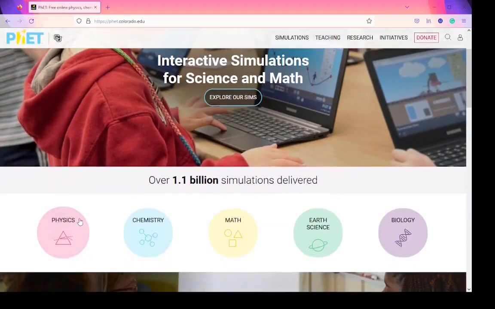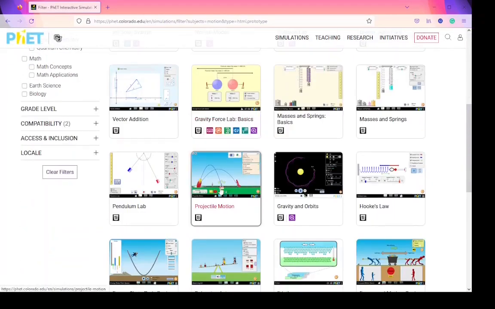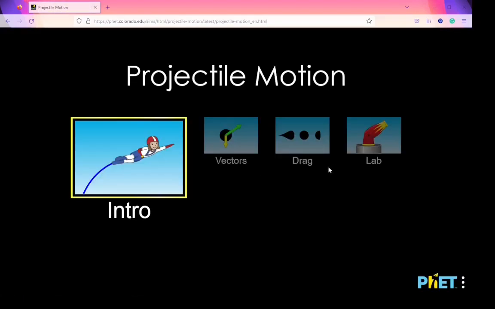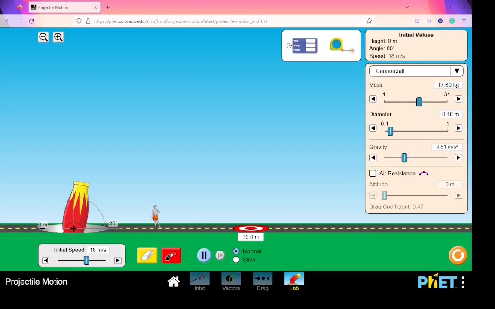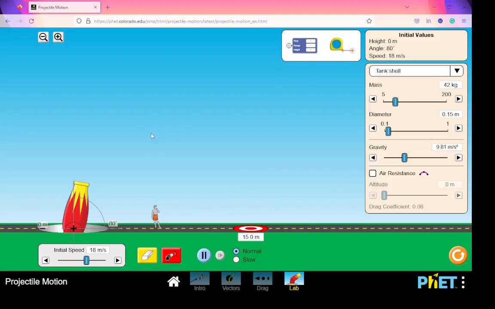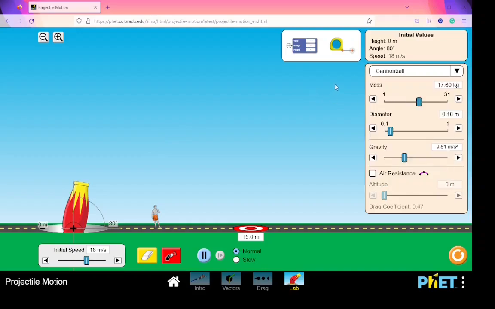We're going to go to the website, launch a FETSIM, click on motion to narrow the choices, select the projectile motion sim, launch that, and then pick lab. For you, you're going to use the tank shell, so when you do the experiment, select tank shell. But for this example, I'm just going to stick with the cannonball and use the default initial speed. You could change the initial speed with this toggle over here, but we're just going to use the default. Remember, also select air resistance.